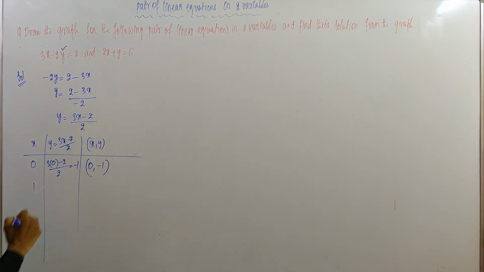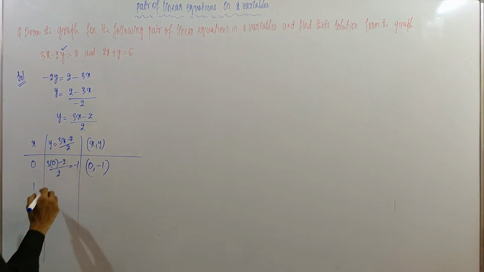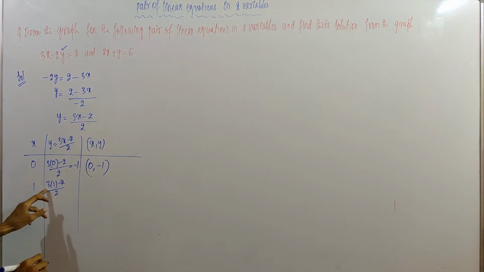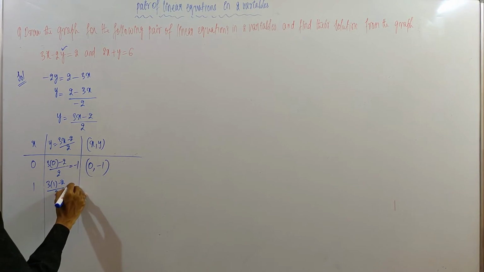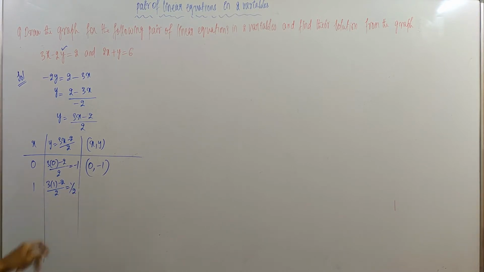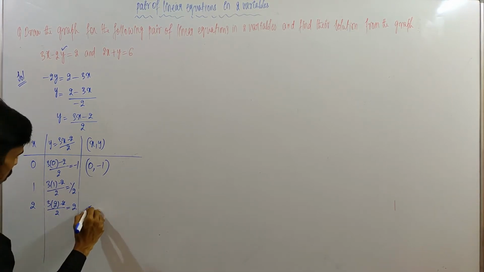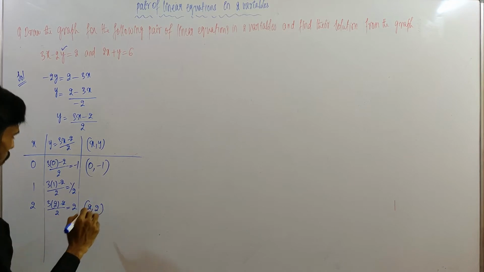Let us take the value of x as 1. We have 3 into 1 minus 2 divided by 2. 3 ones are 3, 3 minus 2 we have 1. 1 by 2. This is a fractional value, so leave this point. Let us take x value as 2. We have 3 into 2 minus 2 divided by 2. 3 twos are 6, 6 minus 2 we have 4. 4 by 2 we have 2. So we have the order pair 2 comma 2.